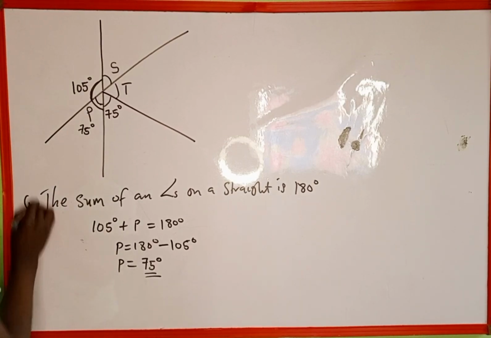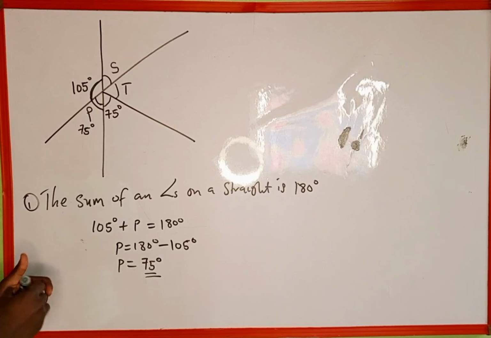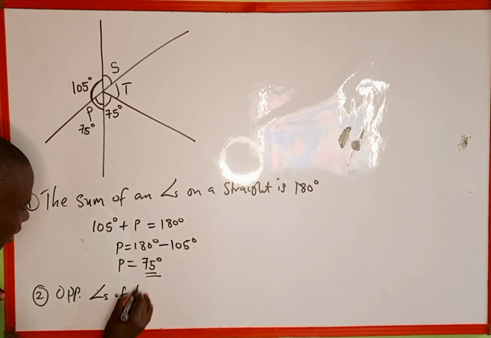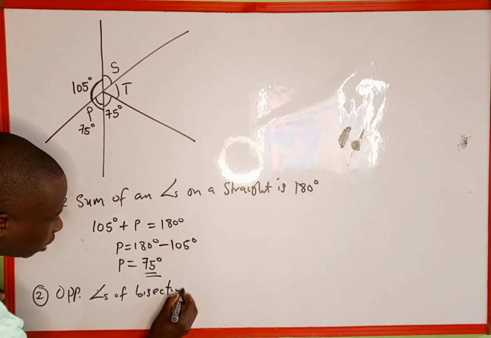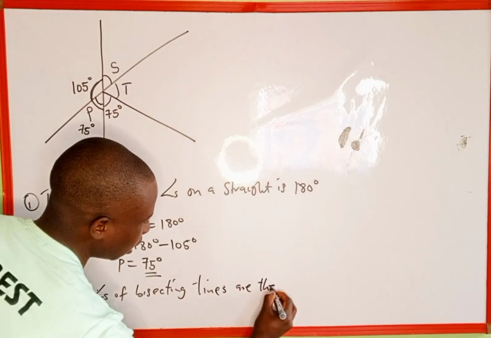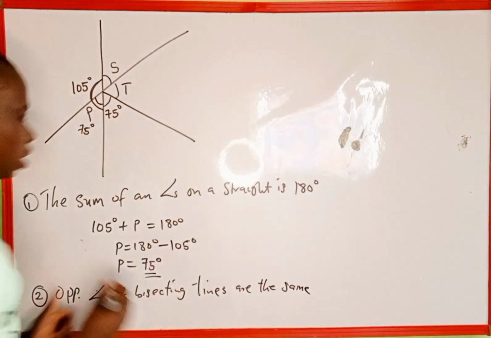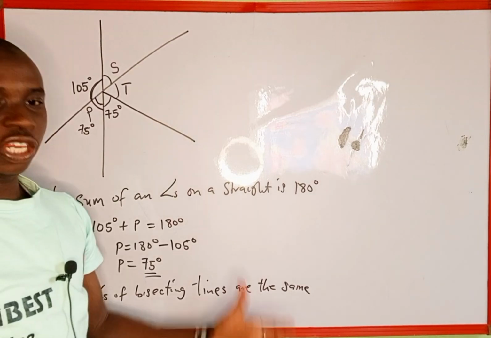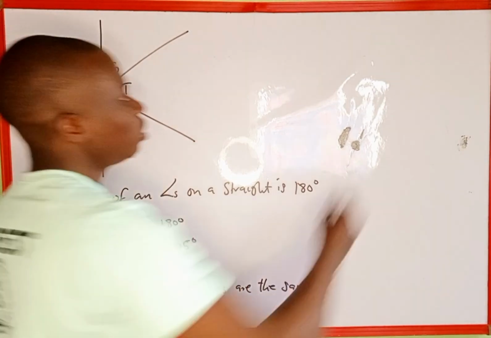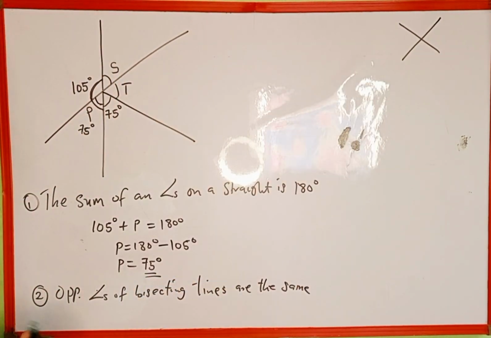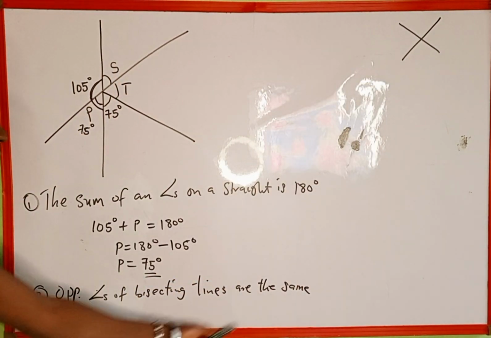So the next thing we are going to recall is another theorem. This is the first theorem, and the second theorem we are going to use is the theorem that says opposite angles of bisecting lines are the same. So this is the second theorem we are going to apply. Opposite angles of bisecting lines are the same. What do we mean by bisecting line? When you see a line like this crossing like this, it is a bisection. And the theorem says opposite angles of bisecting lines are the same.